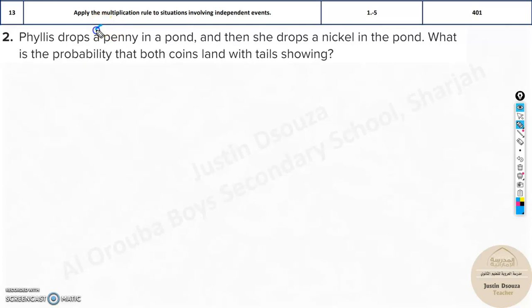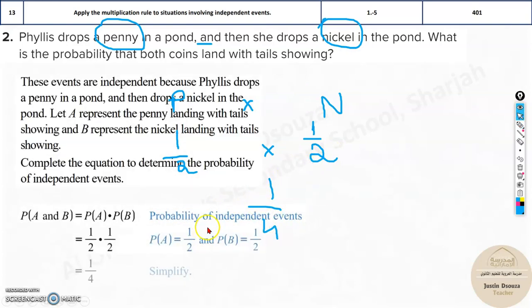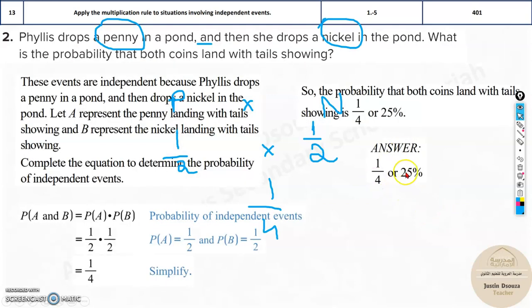So if you remember heads and tails, now we can easily separate these two things, penny and nickel. So I'll write P and N. And means always, over here, and is there, so it's multiplication. Both of them must land on tails. What is the probability? It will be tail, 1 out of 2 multiplied with 1 out of 2, because it doesn't matter which coin it is, the probability of head or of tail is half itself, 50% chance. So the answer is 1 by 4. That's it. So that will be 25%. That is the answer.